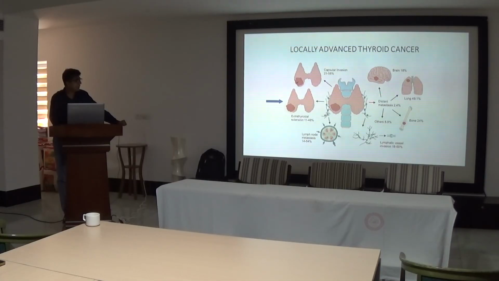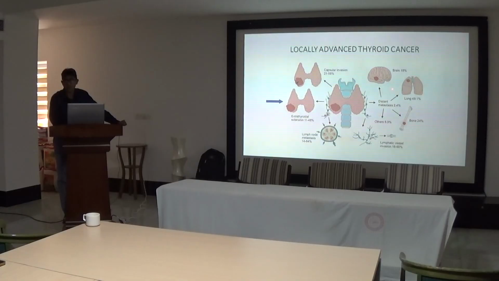Distant metastatic cancers, you can have mets in the brain, lung, bone, and again you can have involvement of the lymphatic vessel, that is lymphovascular invasion, in some 60% of cases. Again, this is labeled under the distant metastatic. So again, if it is a well differentiated cancer, we would operate these patients.